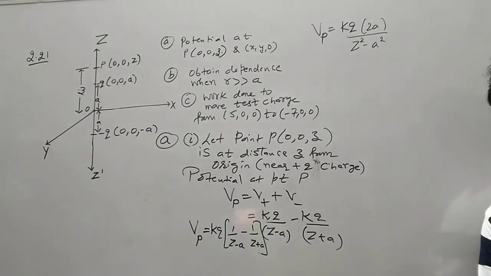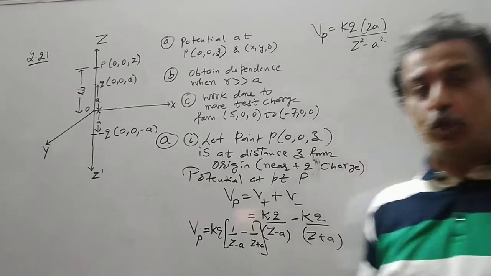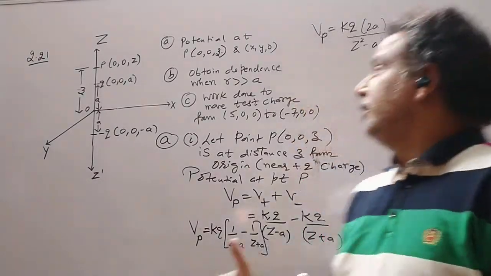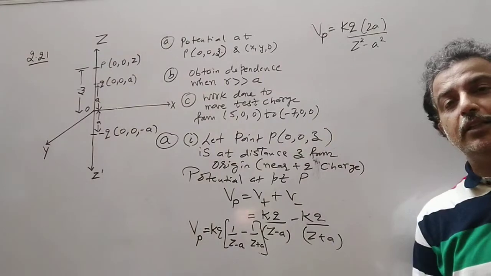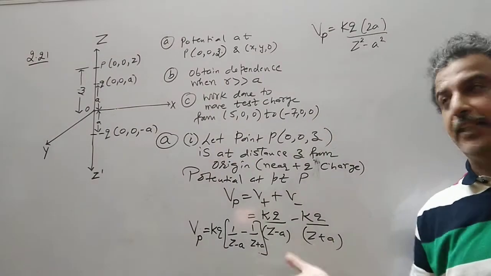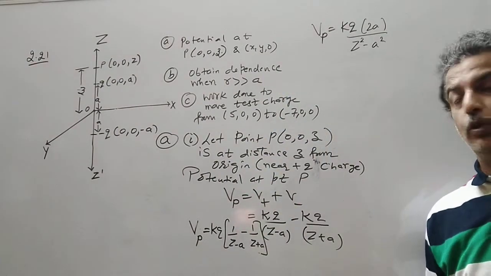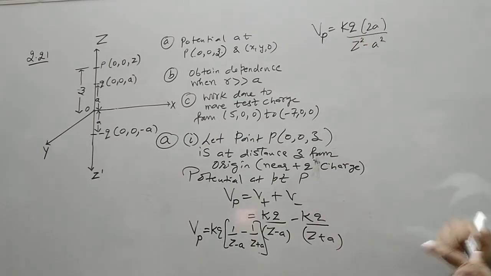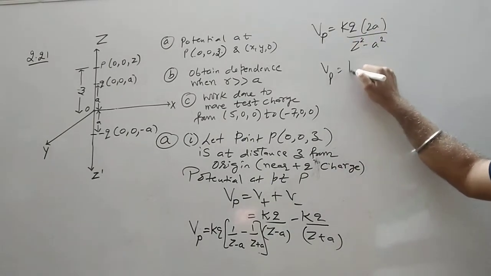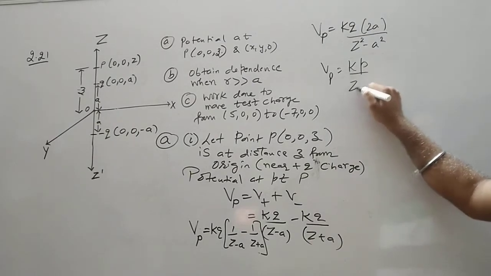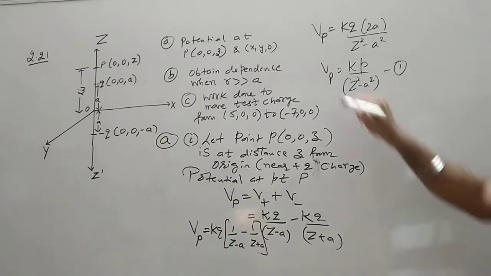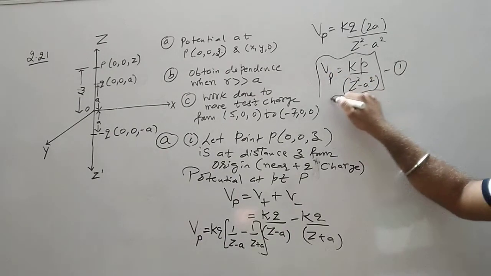So if you remember the formula, the general formula was Kp cos theta upon the same denominator. Now theta is along the axis, so it is 0, so cos 0 is 1. So you get the P term. So Vp is equal to Kp upon Z square minus A square. That is equation number 1, or our answer.